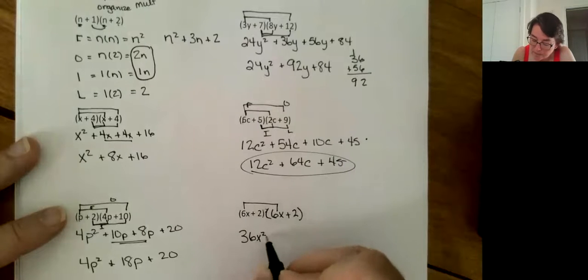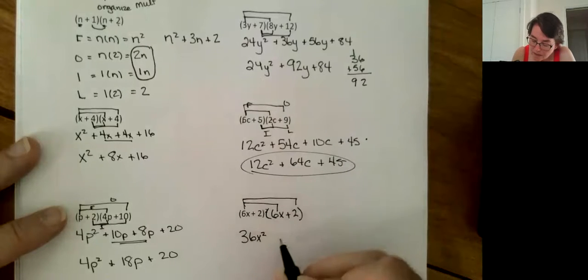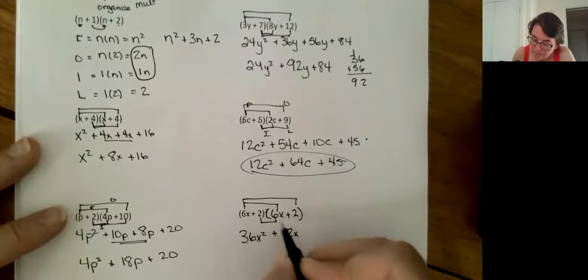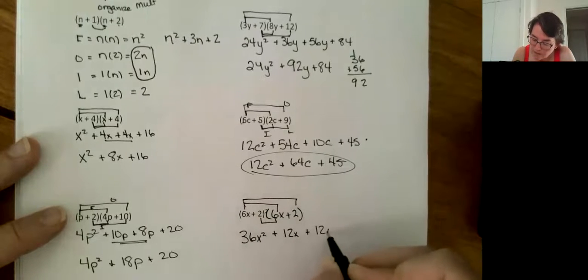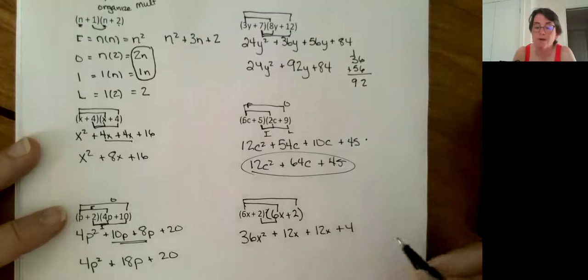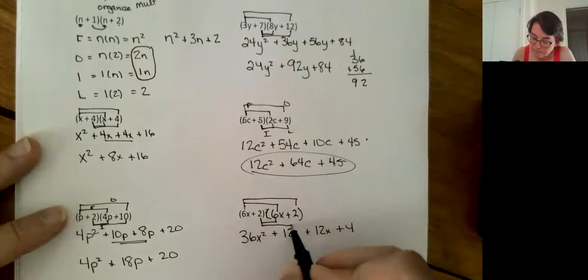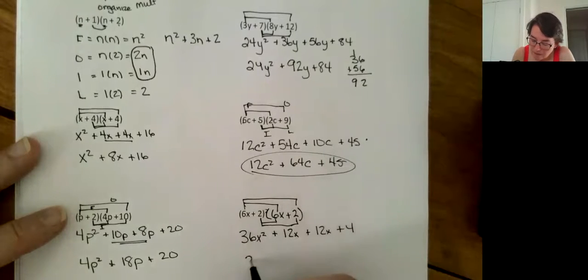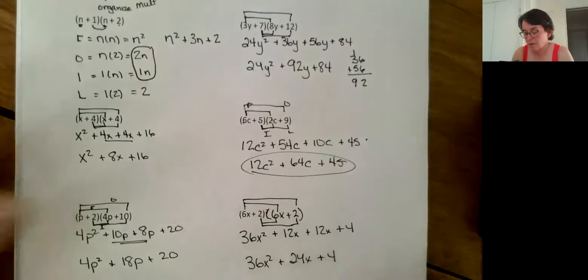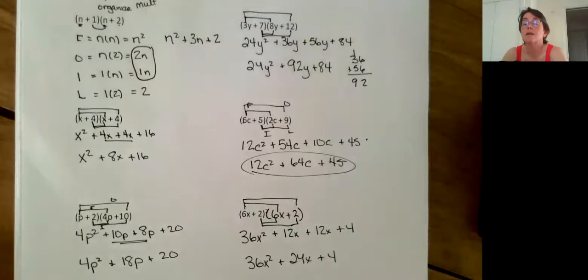36x squared plus 12x plus 12x plus 4. 36x squared plus 24x plus 4. And there we have it.